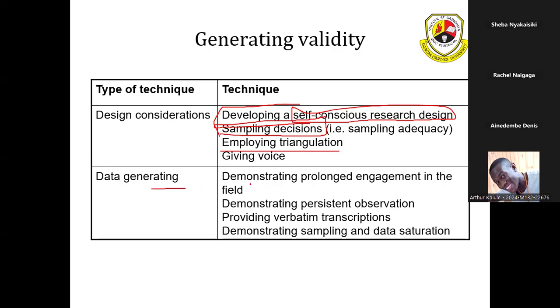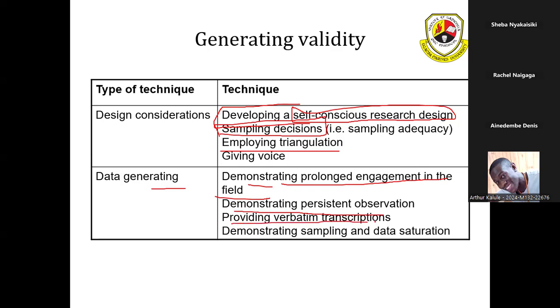Then when you're generating data, prolong engagement with the field. The longer you are in the field, the better for qualitative research. Remember, again, it's not how wide, but how deep. The longer you are in the field, the more you observe, the more data you collect. Demonstrating persistent observation. Again, the longer you are.